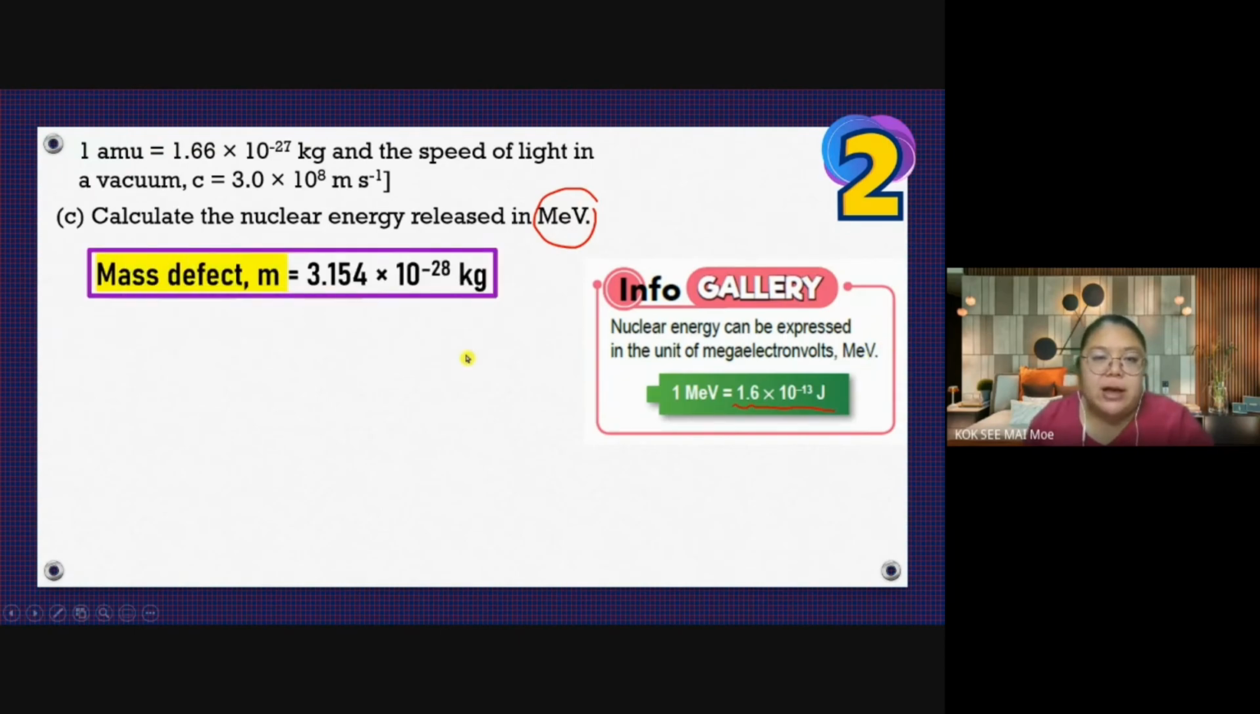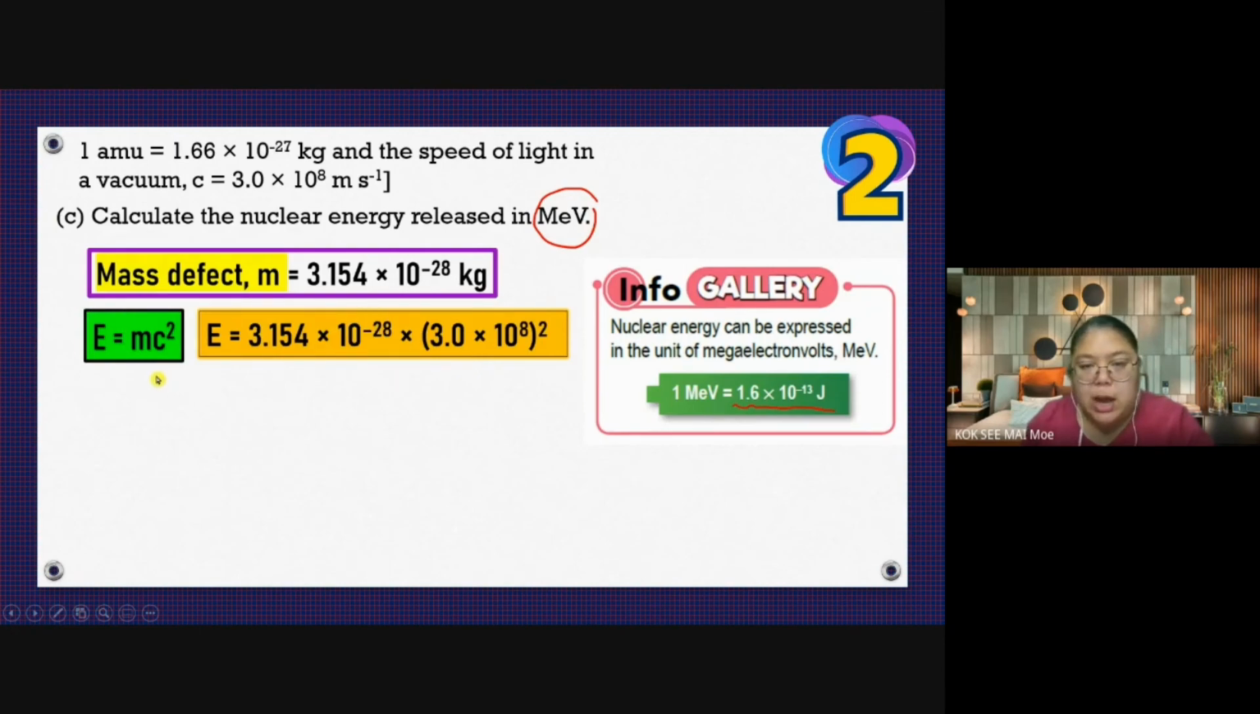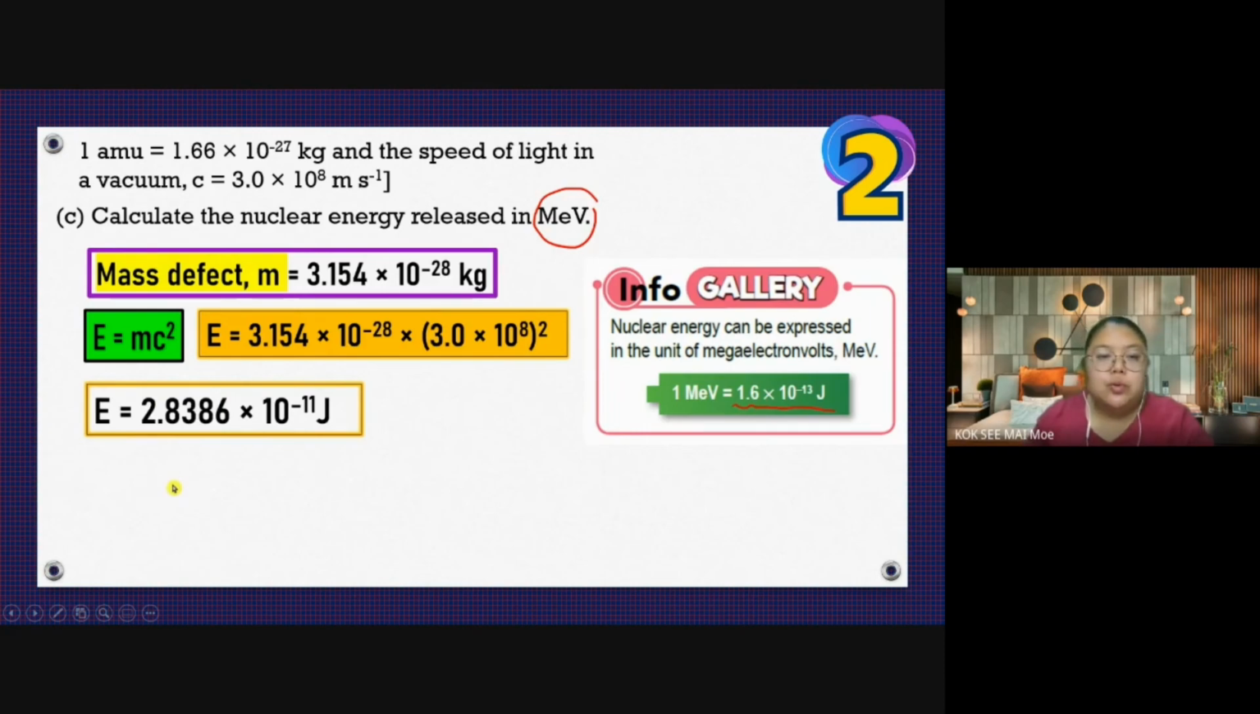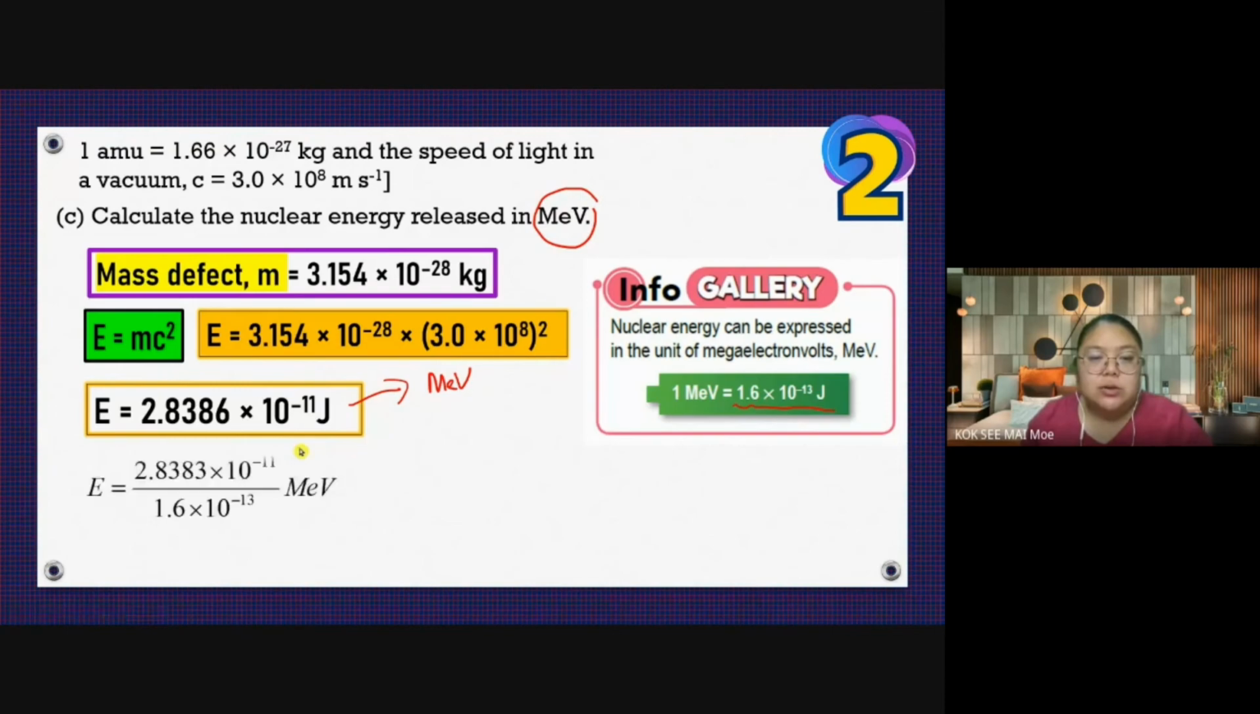Okay, mass defect, then I'm using E equals mc square. Then I find it in joule. So my answer in joule is 2.8386 times 10 power negative 11. This one is in joule. I want you to convert to MeV, mega electron volt. So I need to divide by 1.6 times 10 power negative 13, so it can become MeV. So I just go to divide.